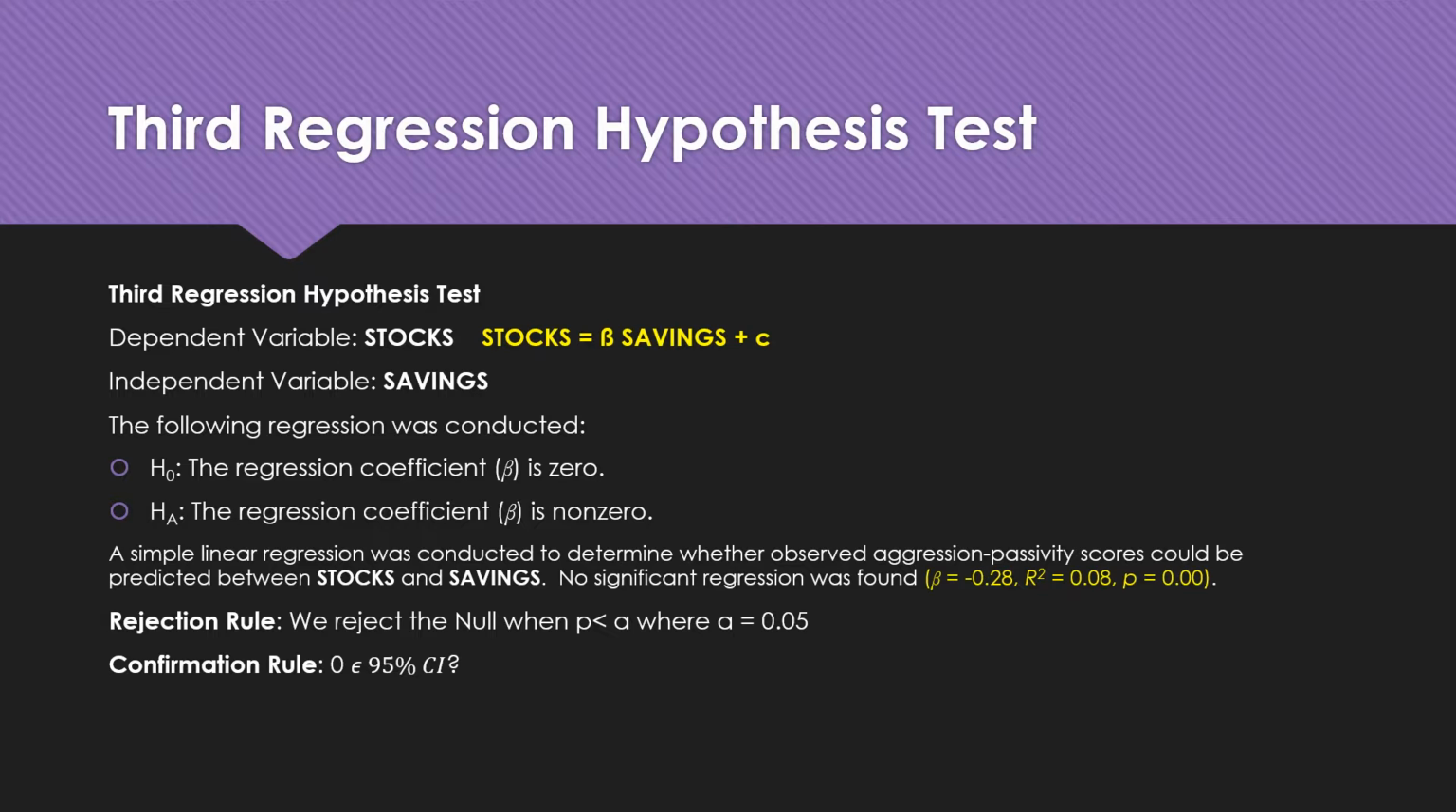A simple linear regression was conducted to determine whether stocks could be predicted from savings. We find that a significant regression was found. Beta equals negative 0.28, R squared equals 0.08, and the p-value equals 0.00. The rejection rule: we reject the null when p is less than alpha, where alpha is equal to 0.05. Confirmation rule: is 0 within the 95% confidence interval?